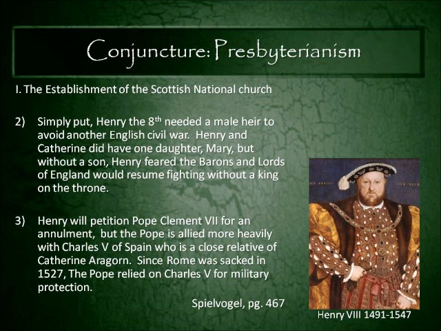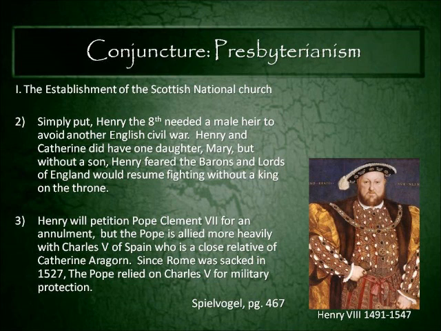And here's where the politics starts coming in. The Pope is very heavily allied with Charles V of Spain. Charles V is a close relative of Catherine of Aragon, and, well, Rome has recently been sacked in 1527. And so the Pope is relying heavily on Charles V for military protection. Take this all together and swirl it around, and what you get is Henry is in no means going to get an annulment from the Pope.